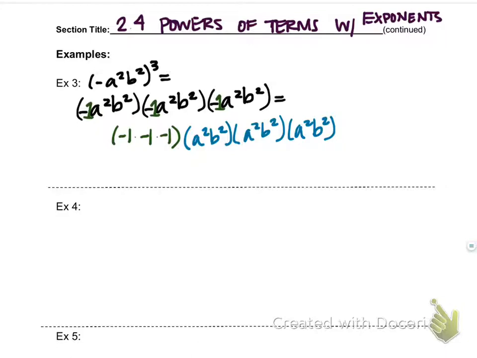all of the a's out. So organizing that, I can then say, well, hey, -1 times -1 times -1 gives me a -1. And I have 6 different a's. So I'm going to write a to the 6th power. And I have 6 different b's multiplied together. So I'm going to have b to the 6th power. Now, taking a look at this, I can write my answer as -1a to the 6th, b to the 6th.